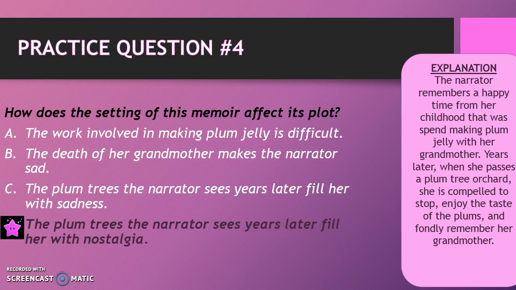If you chose D, you're correct. The narrator remembers a happy time from her childhood that was spent making plum jelly with her grandmother. Years later, when she passes a plum tree orchard, she is compelled to stop, enjoy the taste of the plums, and fondly remember her grandmother.